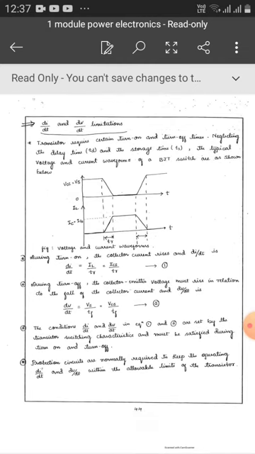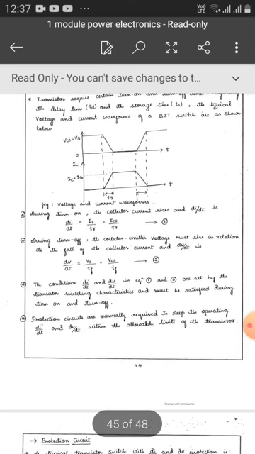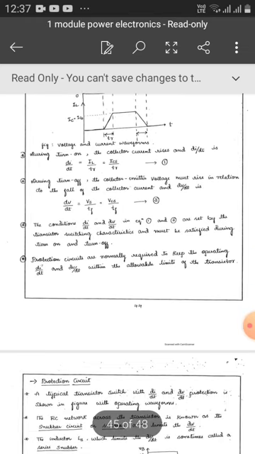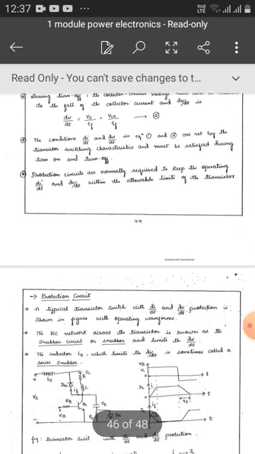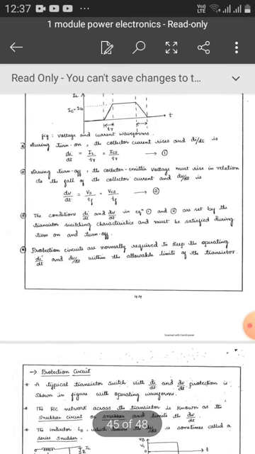A fast rate of rise of collector-emitter voltage may damage the BJT. Hence, it should not be exceeded. In the figure, observe that the collector-emitter voltage changes from 0 to Vs during the time tf. Hence, dV/dt is equal to Vs divided by tf.